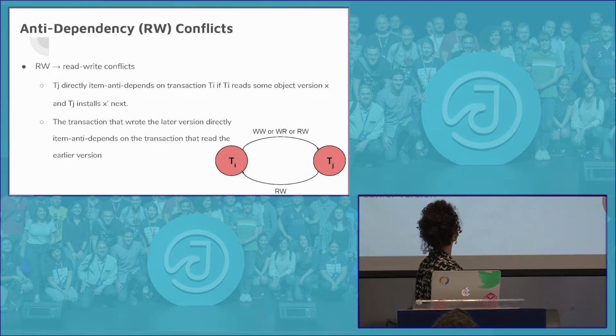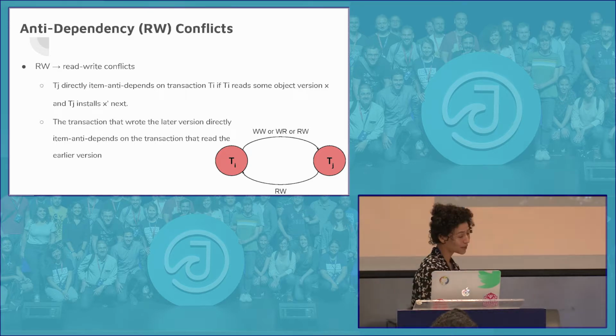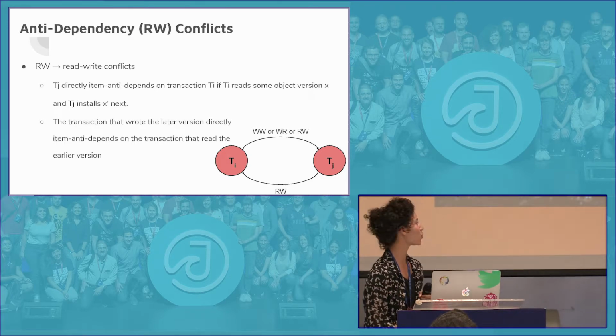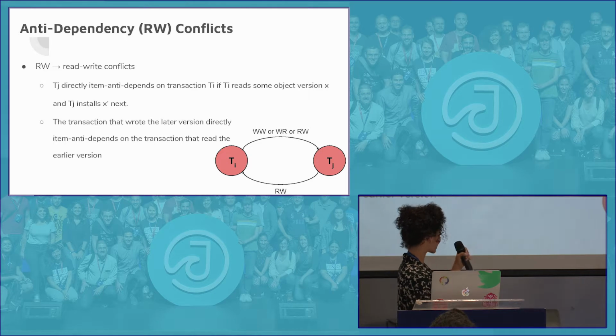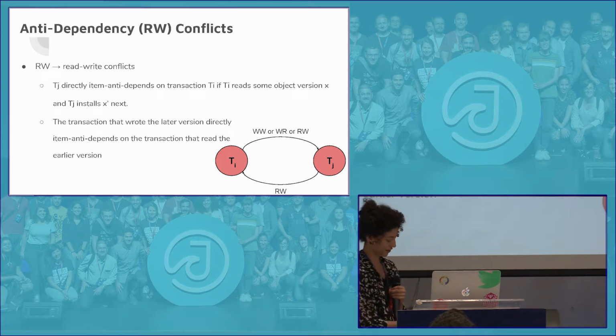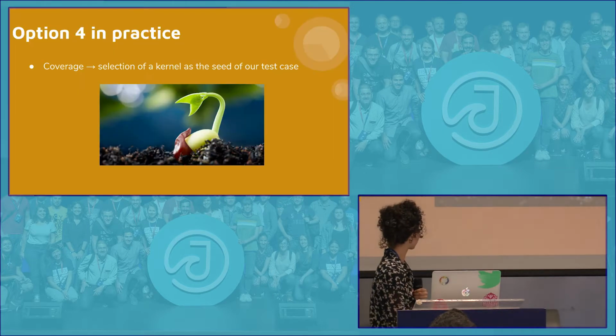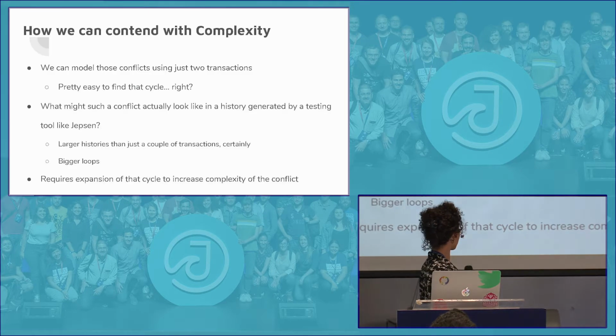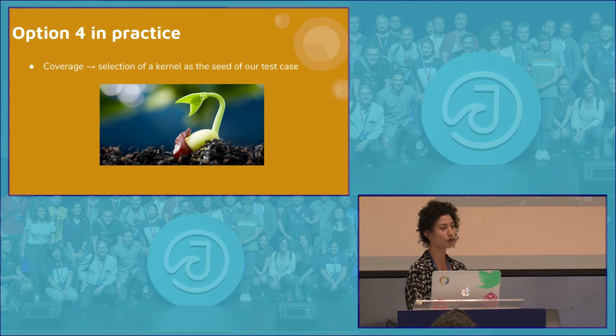So putting option 4 into practice, we're going to select one of these kernels, one of these base cycles of two transactions, and treat that as the seed from which our very ugly history will grow, the seed of our test case. What's nice about this is it gives us a strong root in coverage. We understand exactly which cases we're building from as we expand outward.